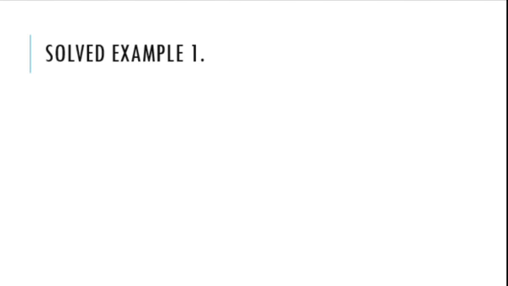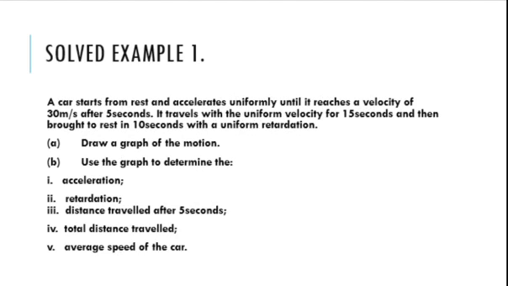All right, going to the discussion, we have a problem here that says a car starts from rest and accelerates uniformly until it reaches a velocity of 30 meters per second after 5 seconds. It travels with uniform velocity for 15 seconds and then is brought to rest in 10 seconds with a uniform retardation. So we have the following questions. Draw a graph of the motion. Use the graph to determine: 1. acceleration, 2. retardation, 3. distance traveled after 5 seconds, 4. total distance traveled, 5. average speed of the car.